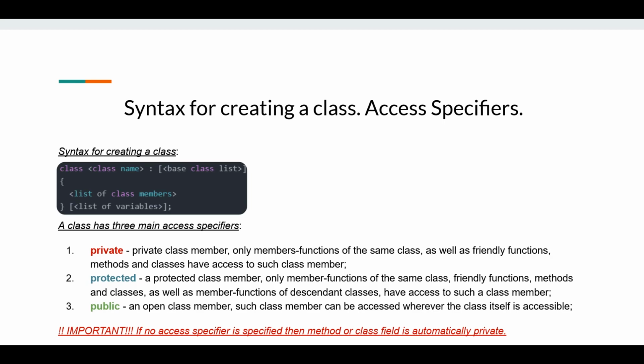A class has three basic access specifiers. Private class member: only member functions of the same class as well as friendly functions, methods and classes have access to such a class member. Protected class member: only member functions of the same class, friendly functions, methods and classes, as well as member functions of descendant classes have access to such a class member. Public, open class member: such a class member can be accessed wherever the class itself is accessible.